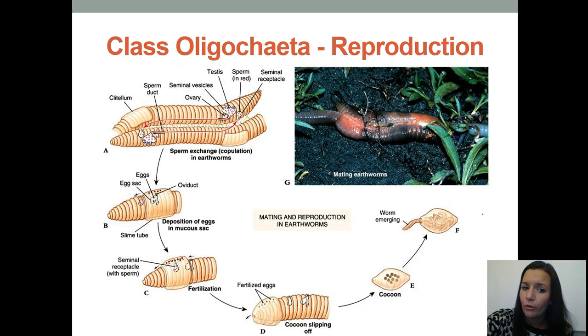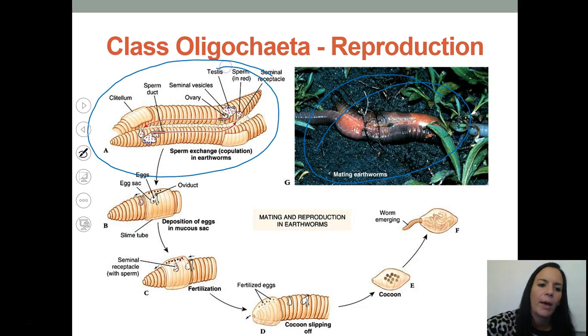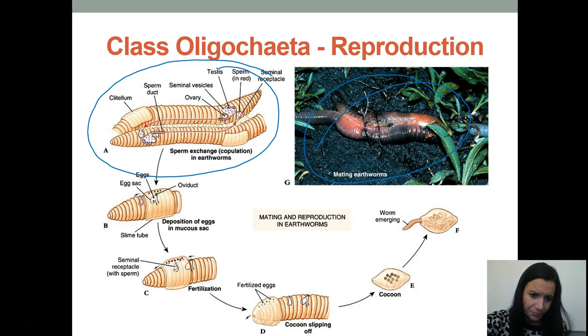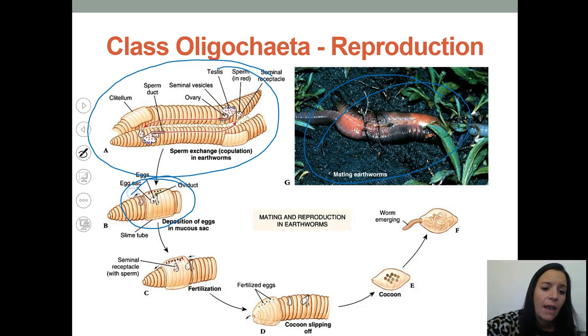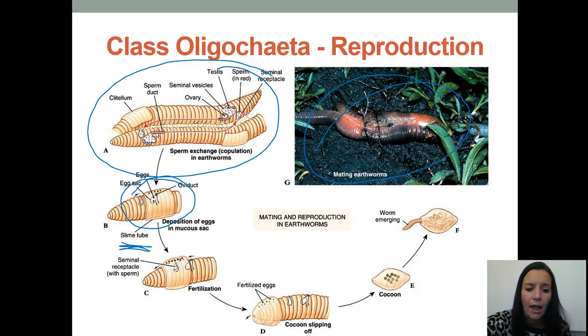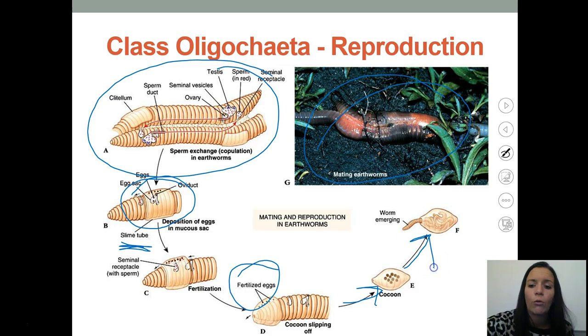For the reproduction, earthworms, like I said, they mate sexually, and this is a live picture here showing it in real life, but we have a sketch here that shows it a little bit better. They're going to line up, and then they're going to exchange sperm between the earthworms. As a result, those eggs are in here, and they're in something called a slime tube. The slime tube is going to ultimately house the eggs and turn into a cocoon, where those fertilized eggs are going to grow, and eventually worms will emerge.